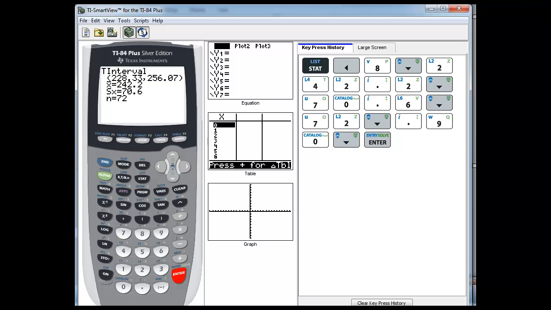But if you want to be most efficient, we'll use the t-interval procedure on the distribution menu.